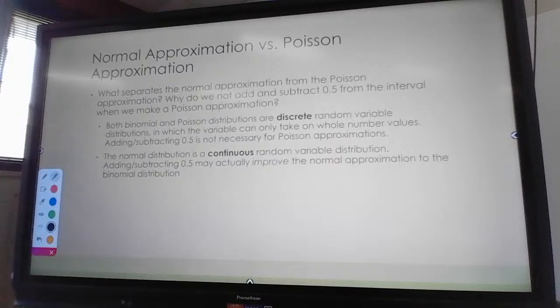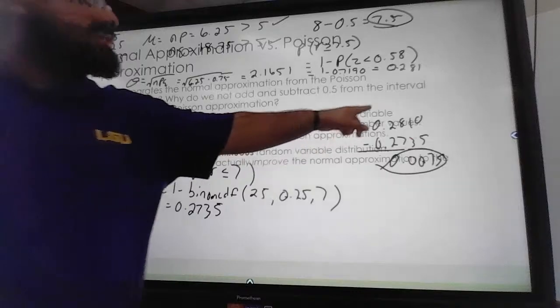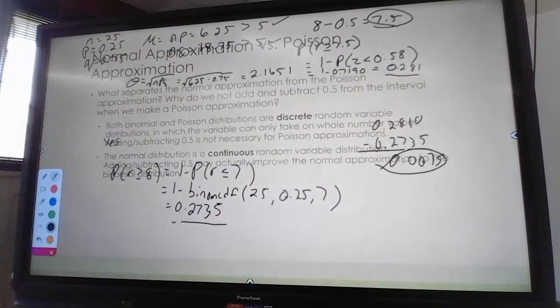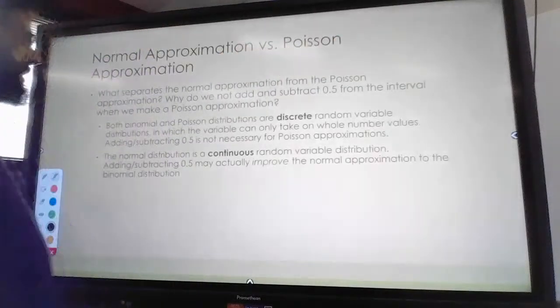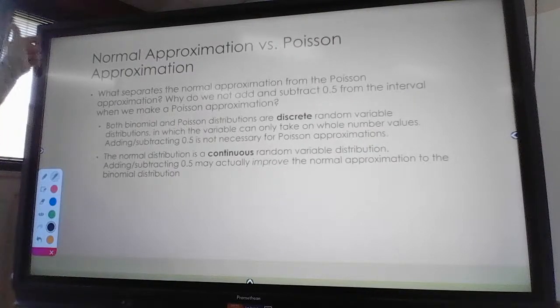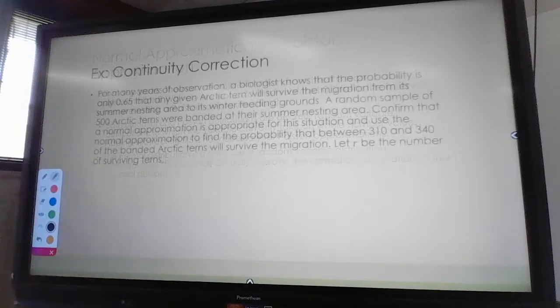With the normal distribution, it is a continuous random variable. So by adding and subtracting 0.5, as you saw in that example, it actually improves the normal approximation. Because again, look at how much larger this probability was than this probability. Now it's a negligible difference, but this is a slightly improved probability. So that's why we make that continuity correction with normal approximations as opposed to Poisson approximations.